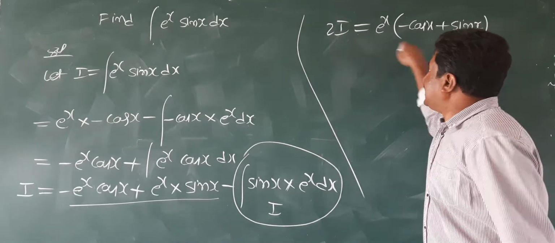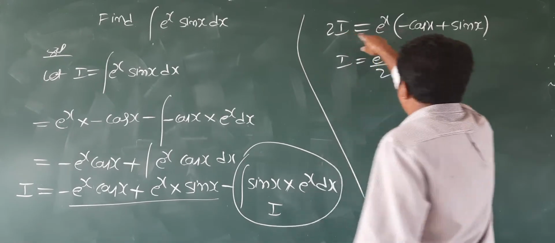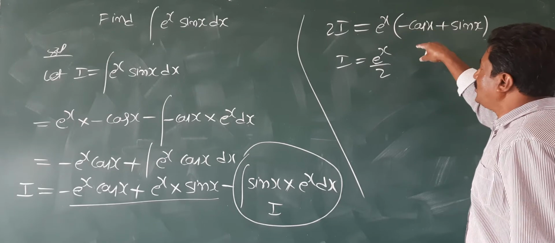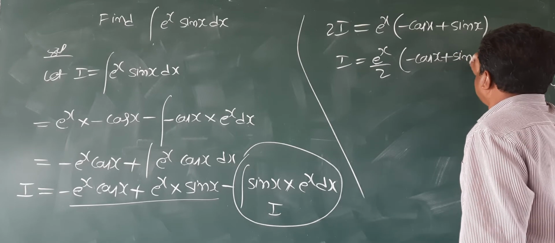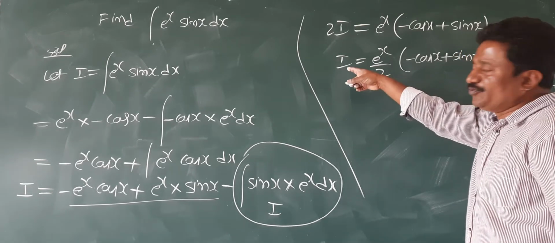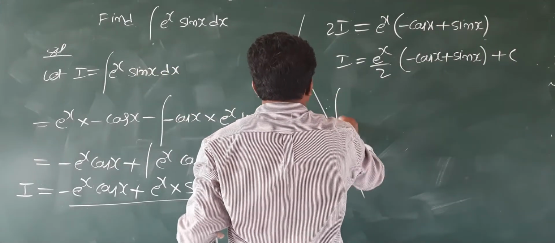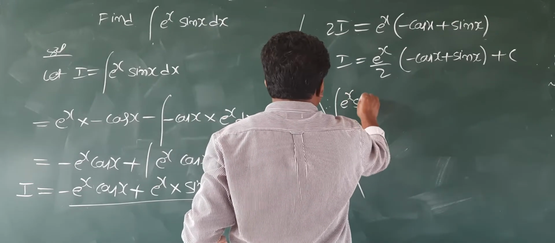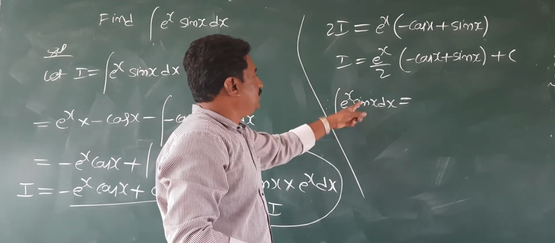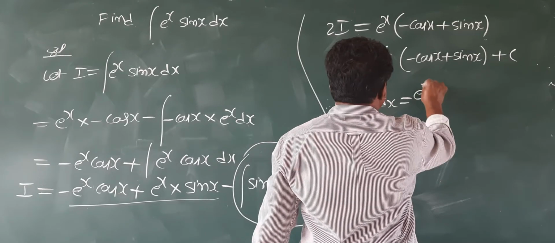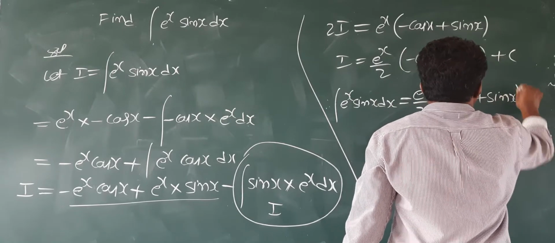I is required. Bring that 2 down, cross multiply that to 2. So I is equal to e power x by 2 into minus cos x plus sin x plus c. Substitute for I. We got the answer, that's all. What is I? I is this one only. Therefore, integration of e power x sin x dx is equal to e power x by 2 into minus cos x plus sin x plus c.